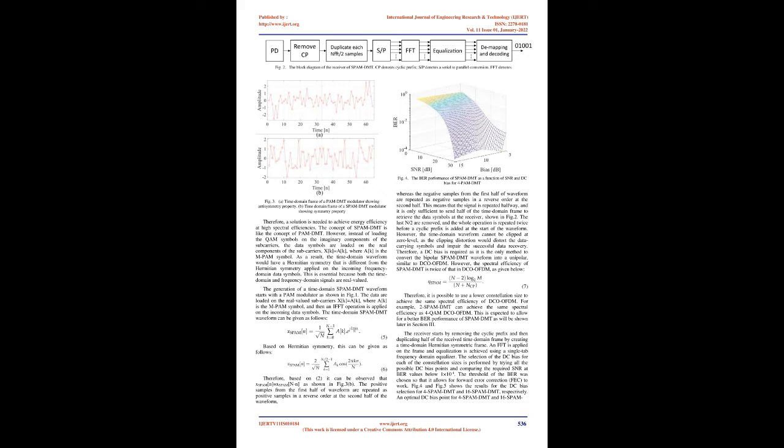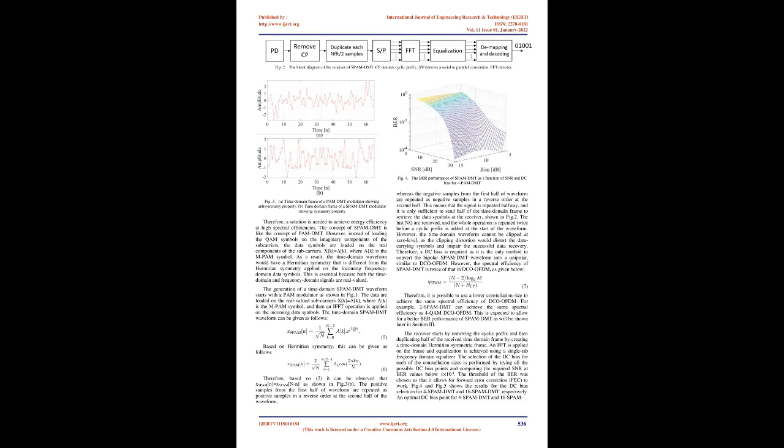(4) This is exactly similar to the spectral efficiency of DCO-OFDM. However, the BER performance of M-PAM-DMT is equivalent to the BER performance of M²-QAM DCO-OFDM. Therefore, the energy efficiency advantage of PAM-DMT quickly disappears as the constellation size increases.